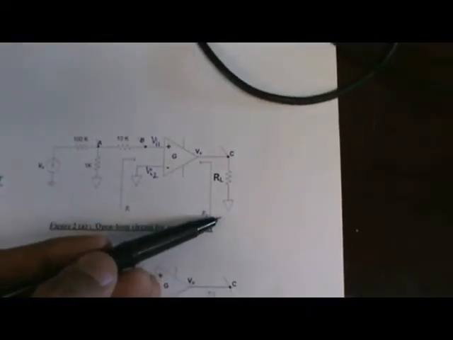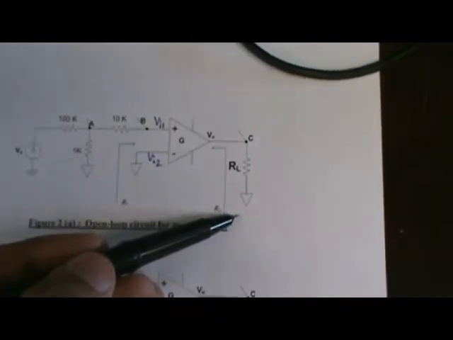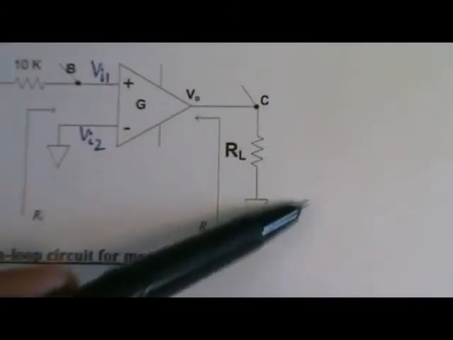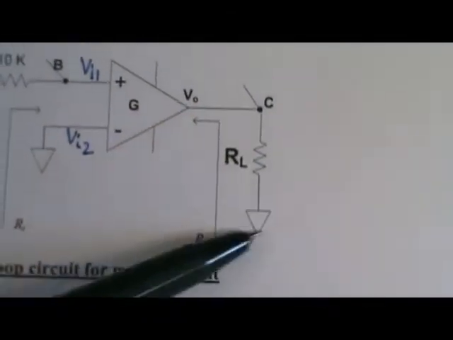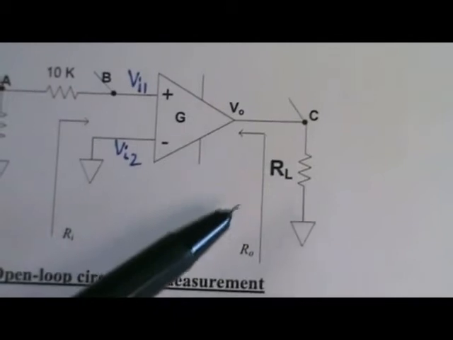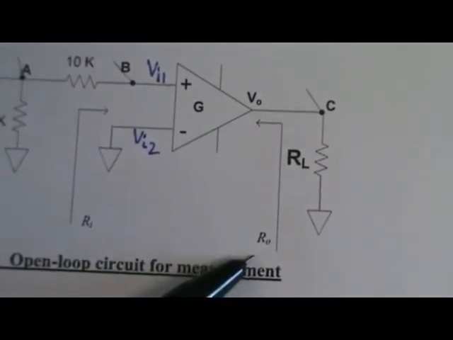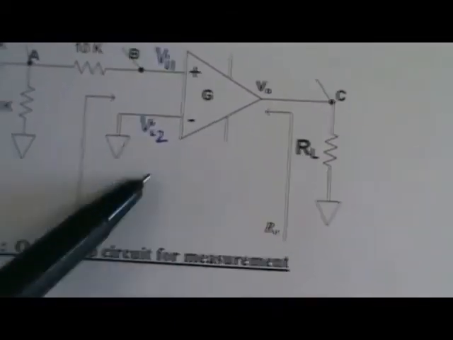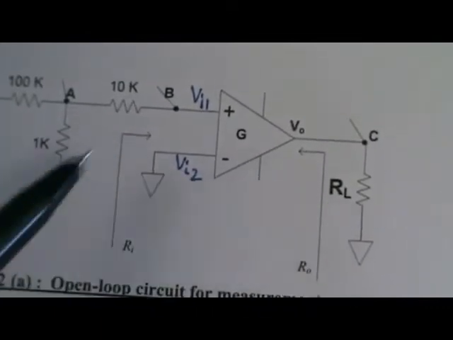As per the procedure, we have to repeat the same steps when RL is also connected and see the effect of RL on the output and cutoff frequency, and find out R0 and gain of this amplifier with and without RL.